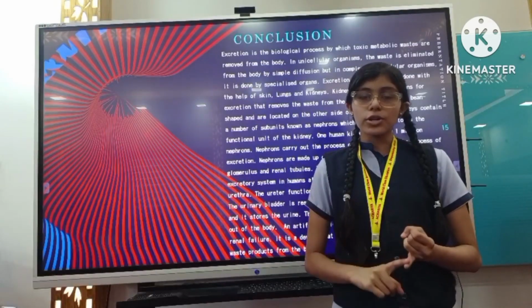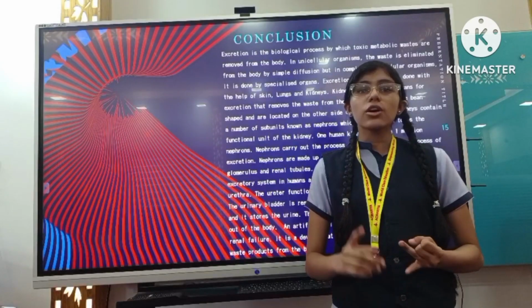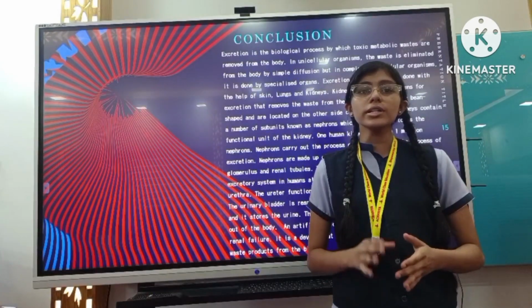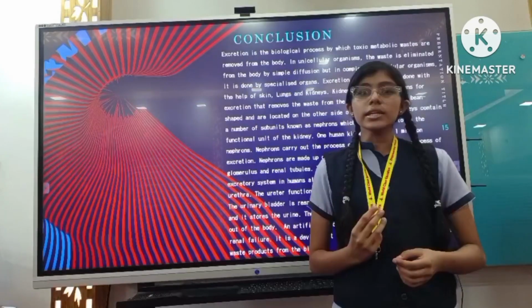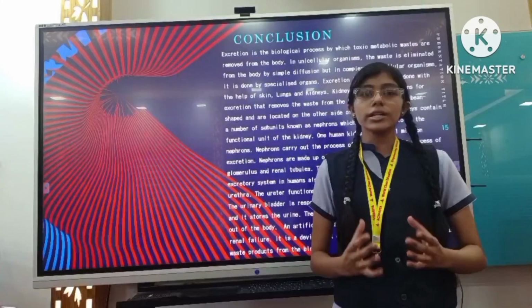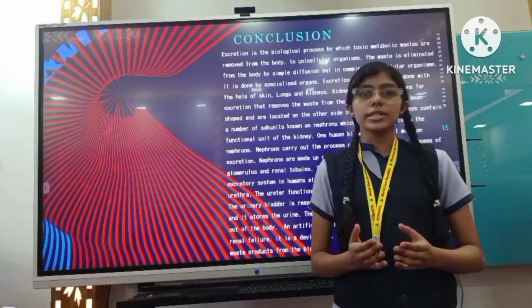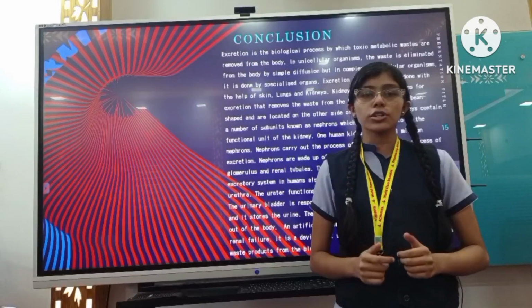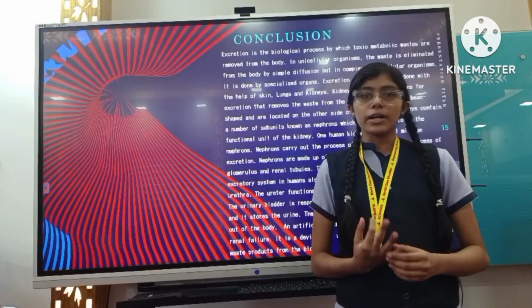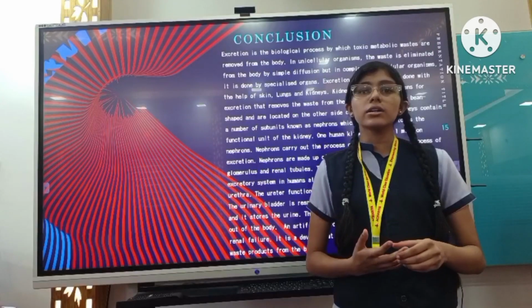Here to give a recall of what we have learned overall. The process in which nitrogenous or toxic waste is released from our body is called excretion. The kidney is our main excretory organ. The kidney helps to filter the blood and balance the salt and water solution. The excretory system has other parts: ureter, urinary bladder, and urethra.